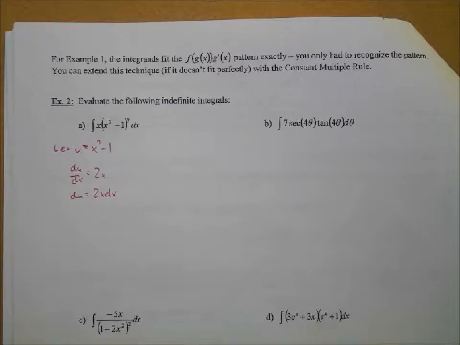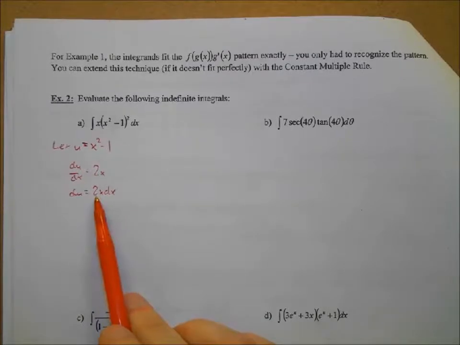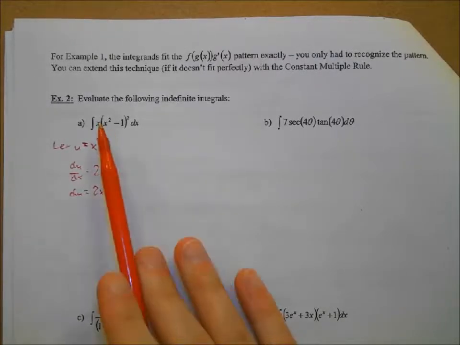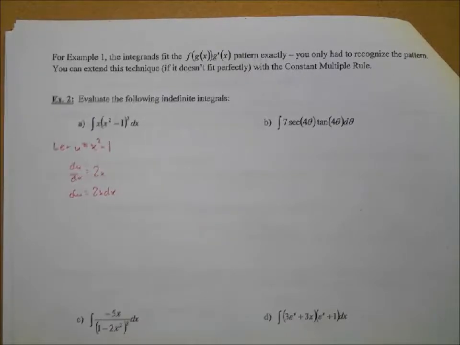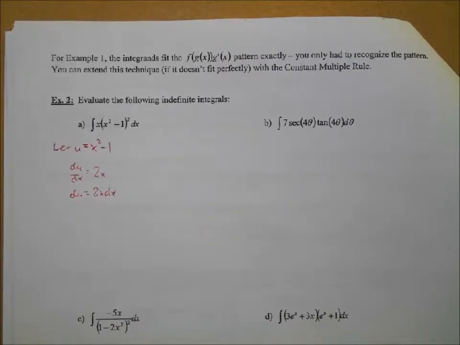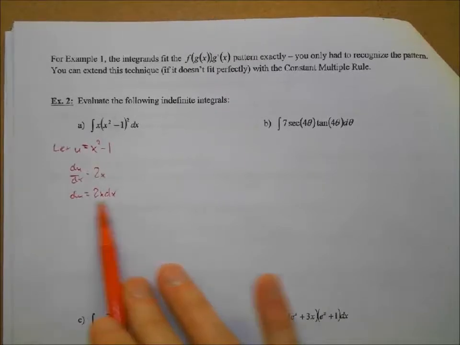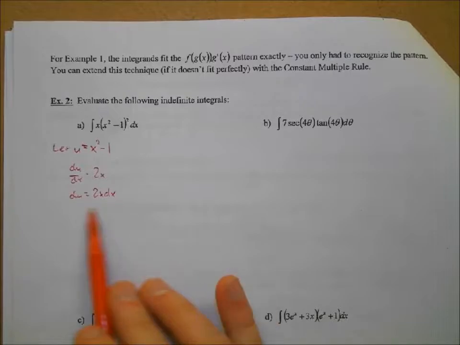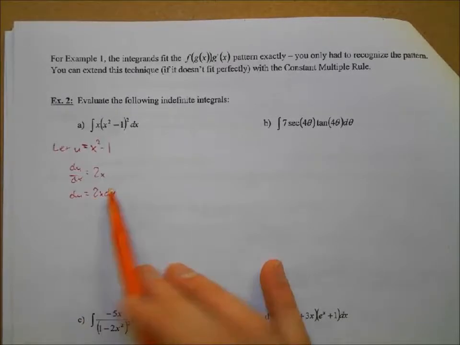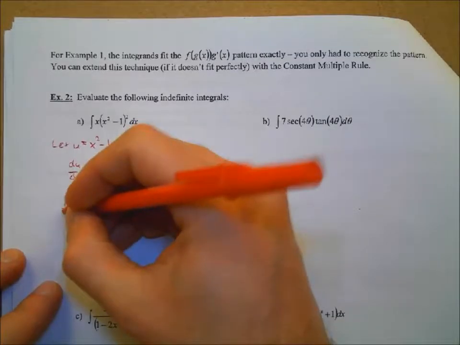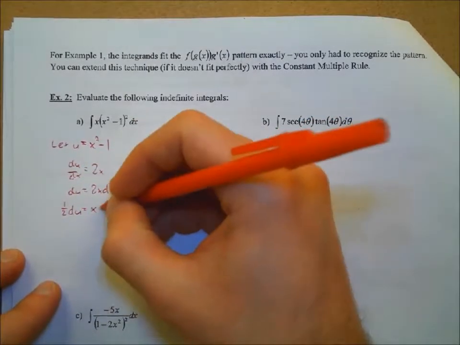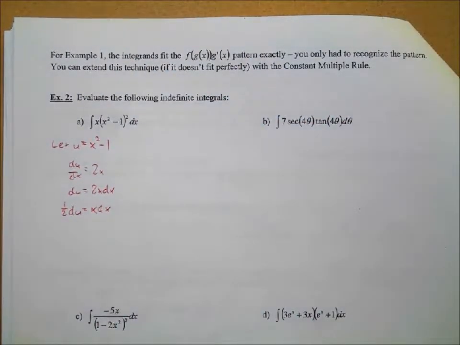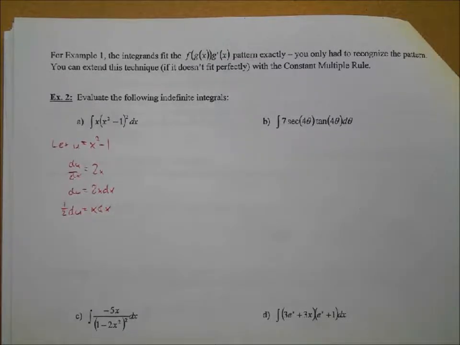And now we can see a bit of an issue, right? Do we have 2x dx up here? What do we have? Just x dx. What could I do to this part right here, though, to make it x dx? Multiply both sides by 1/2 or divide by 2. I'm going to multiply both sides by 1/2. So I can say 1/2 du is equal to x dx. Equivalently, I'm just multiplying both sides by 1/2 there.